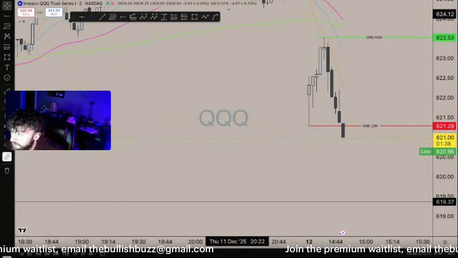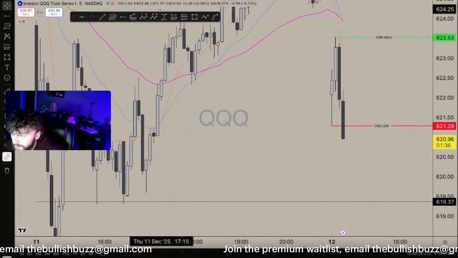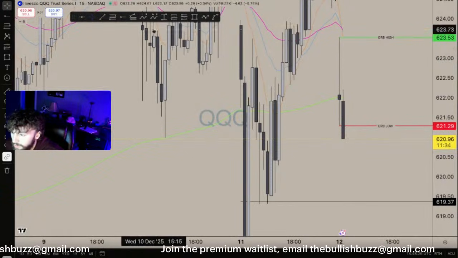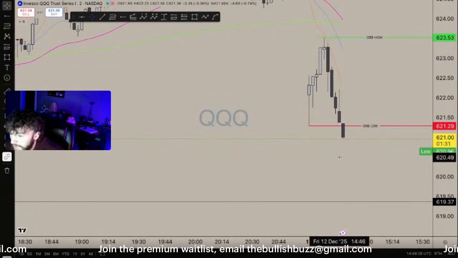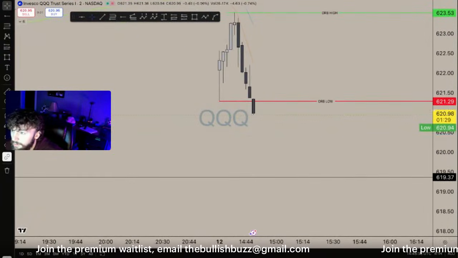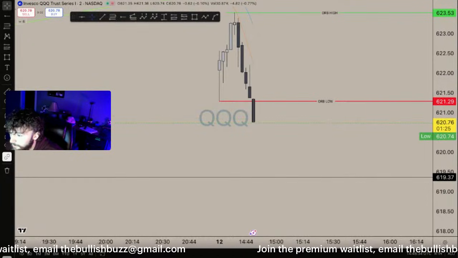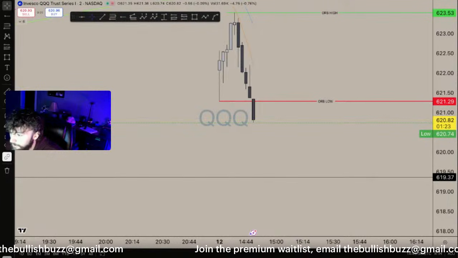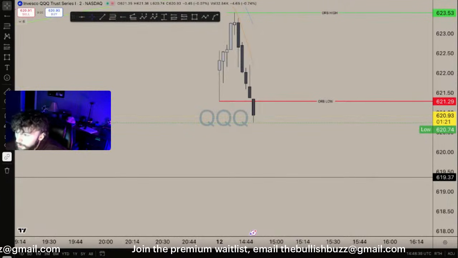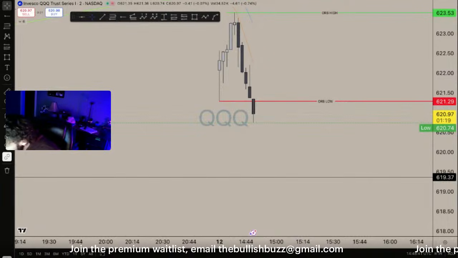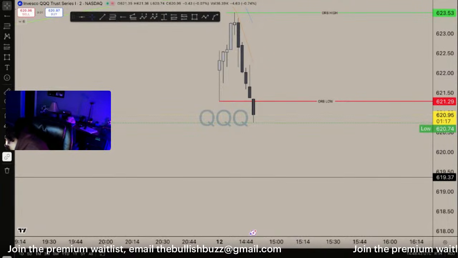See if we get a retest. If not, we'll switch to the 5-minute. Wait for the 5-minute to close. If not, wait for the 15-minute to close, and so on and so forth. All right. So I'm going to have the 619 pulled up.